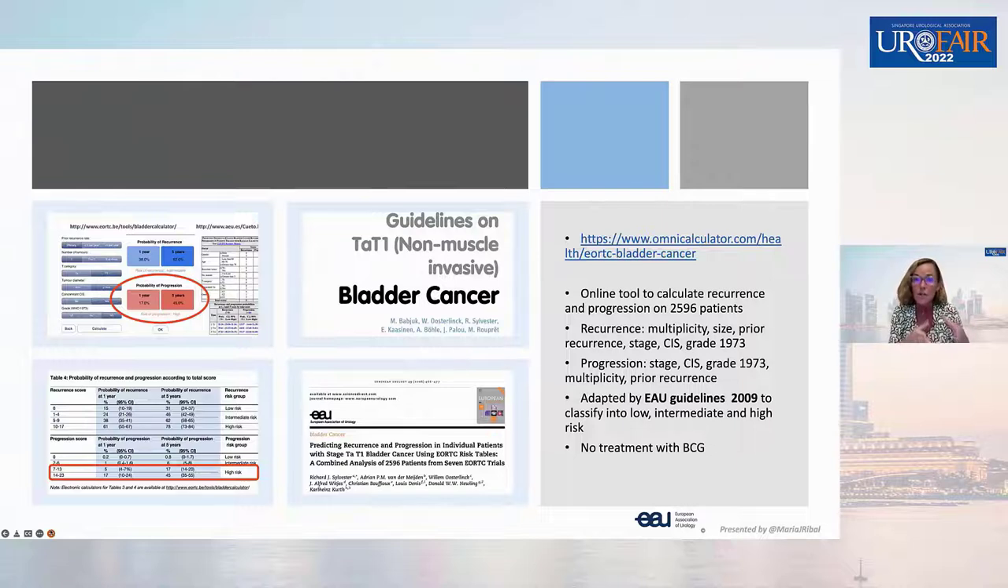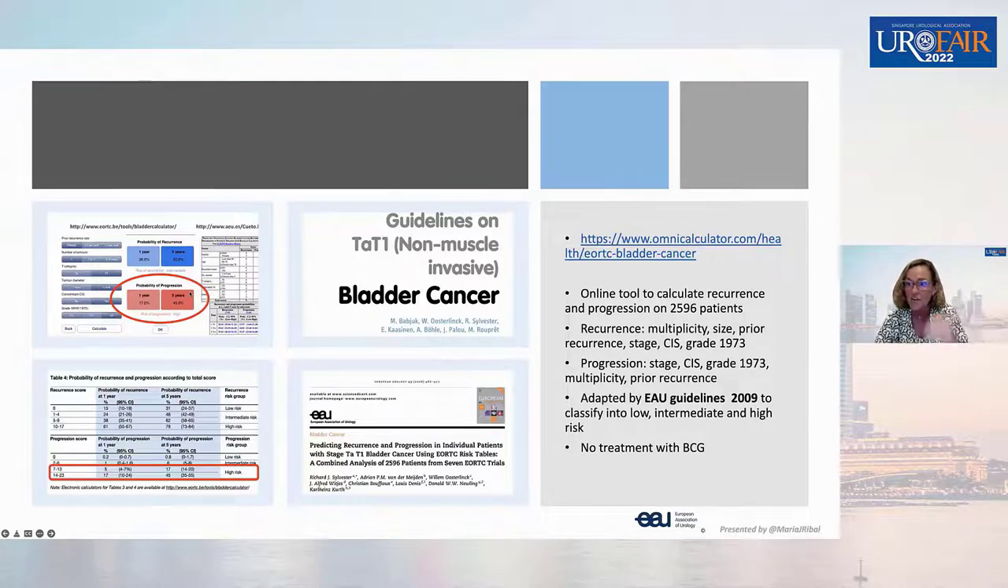This classification was incorporated into our EAU guidelines. And you can see that among those patients at high risk of progression, even half of them, those classified as high risk, will progress at 5 years.